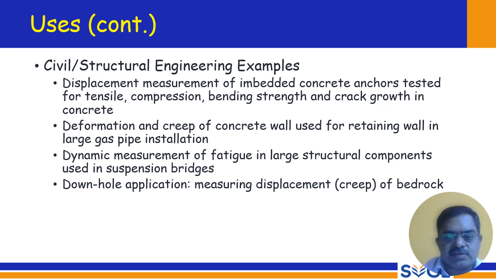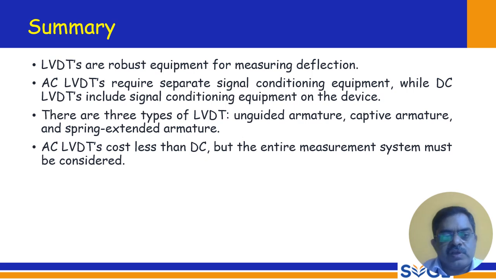And to summarize, LVDTs are robust equipment for measuring deflection. AC LVDTs require separate signal conditioning equipment, while DC LVDTs include signal conditioning equipment on the device. There are three types of LVDTs: unguided armature, captive armature, and spring extended armature. AC LVDTs cost less than DC, but the entire measurement system must be considered.